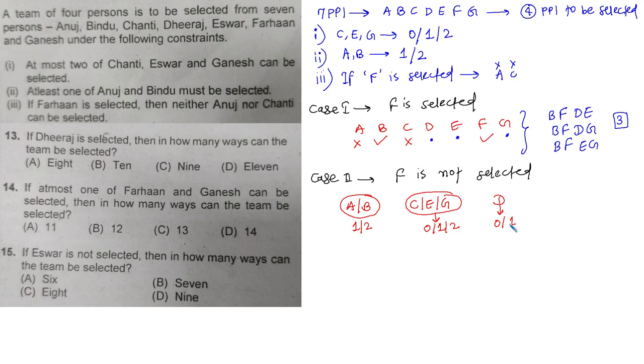So from this, what we can conclude is that among C, E and G we need to select at least one. If we select none of them, then we will not be able to form a team of 4 people. So at least one of them must be selected, everyone.